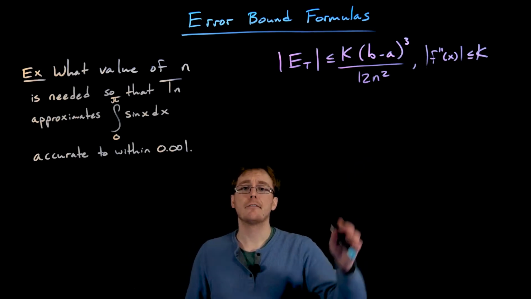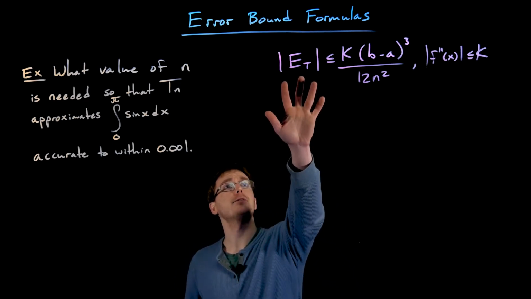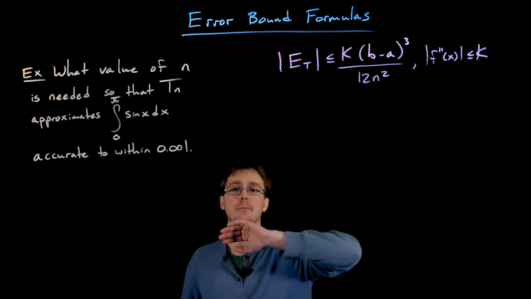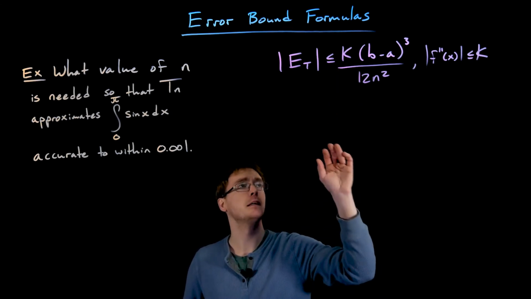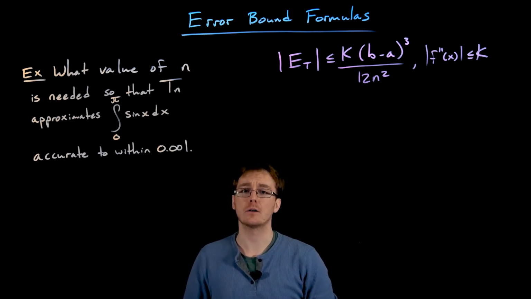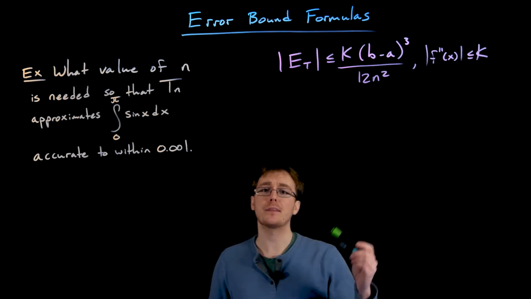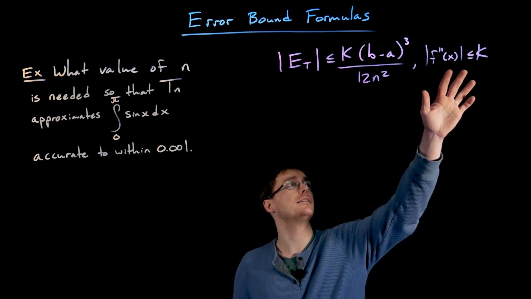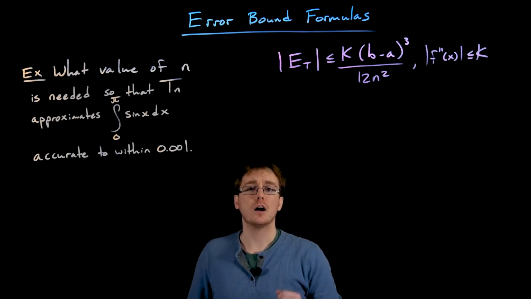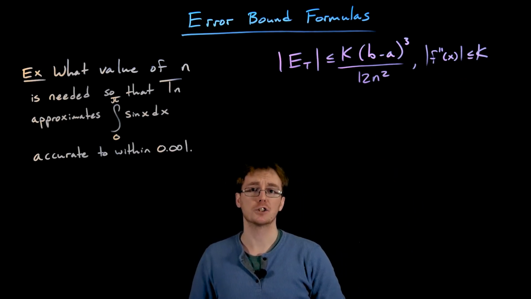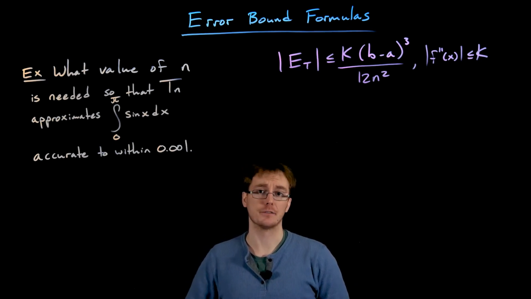And so here I have our error bound formula for the trapezoidal rule written up. It says that the absolute value of the error in using the trapezoidal rule is always going to be less than or equal to the special number k times the length of the interval to the power of 3 divided by 12n squared. And what we have to remember about that special number k here is that k is greater than or equal to the absolute value of the second derivative of our function. It's the upper bound for the absolute value of that second derivative.